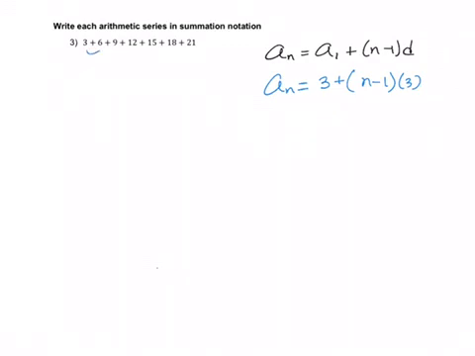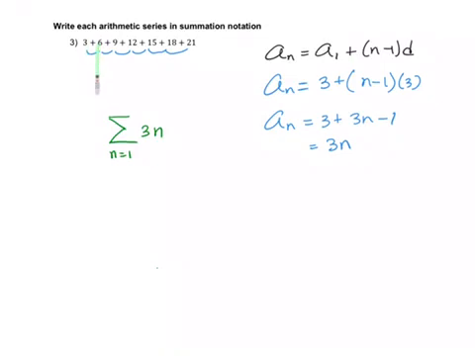So you can see right here I have a difference of 3 between all of those numbers. In this case my formula is a sub n equals 3 plus 3n minus 3, so it's just 3n. So when I write my summation notation, I'm going to go 3n from n equals 1 through n equals, this is 1, 2, 3, 4, 5, 6, 7. So I'm going through the 7 terms, so to the 7. That's it.